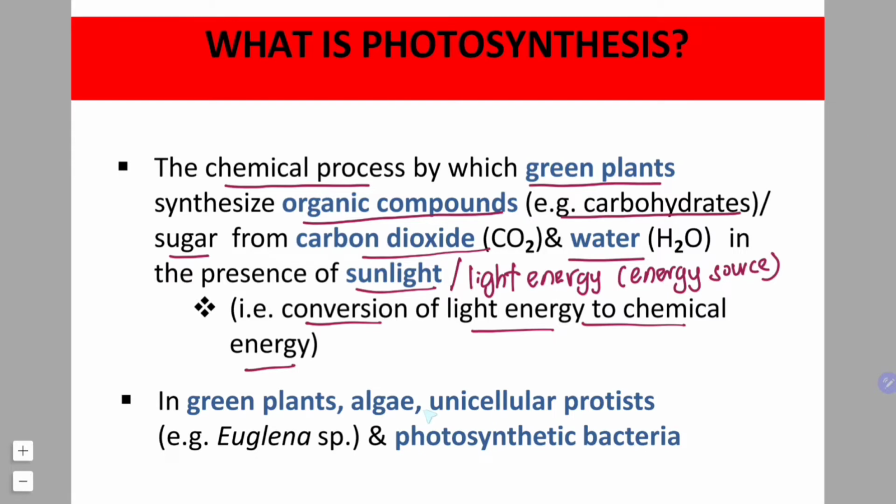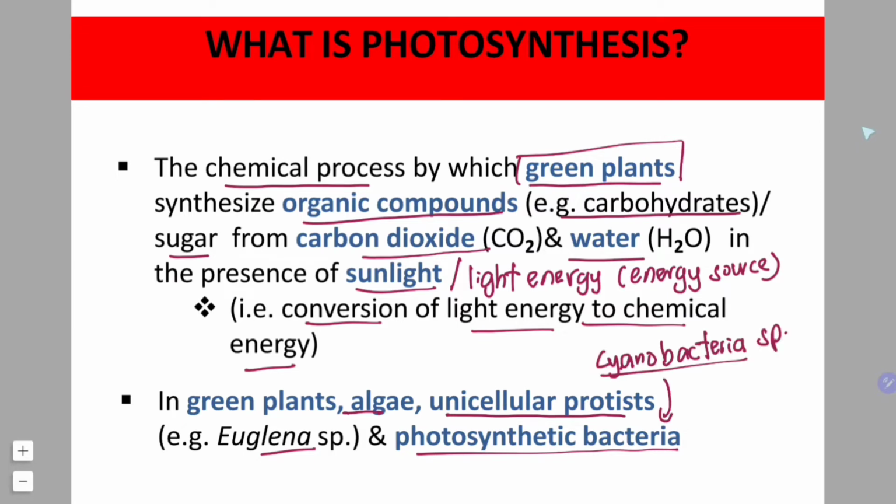As I mentioned earlier, photosynthesis does not only occur in green plants, but also occurs in any photosynthetic organism that includes algae, unicellular protists, such as euglena, as well as photosynthetic bacteria such as cyanobacteria.